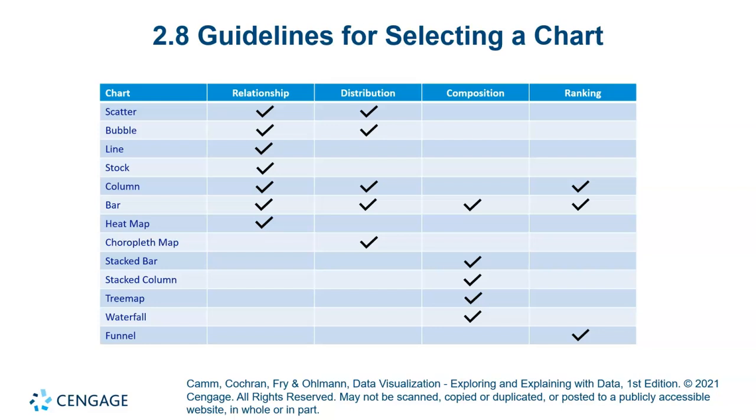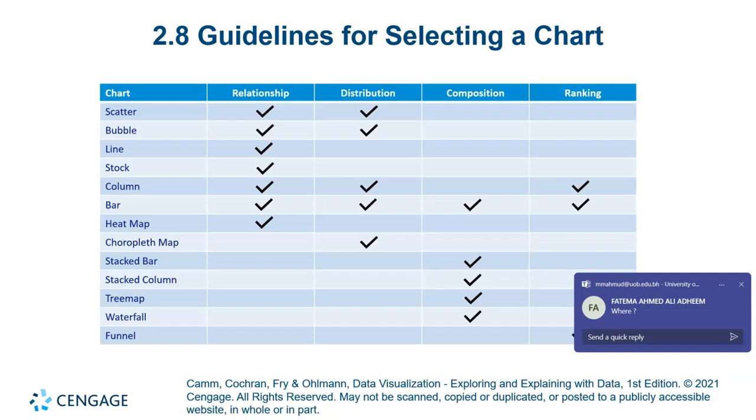And this is the list of which charts are best for which purpose. For relationship, scatter chart, bubble chart, line chart, stock chart, column chart, bar chart, and heat map are best for finding the relationship between two variables. For distribution, scatter chart, bubble chart, column chart, bar chart, and choropleth map are best. For compositions, bar chart, stack bar, stack column, tree map, and waterfall are best. And for ranking, column, bar, and funnels are the best.